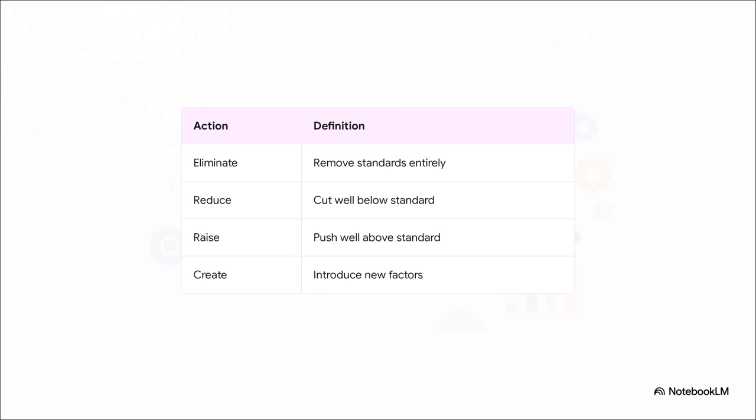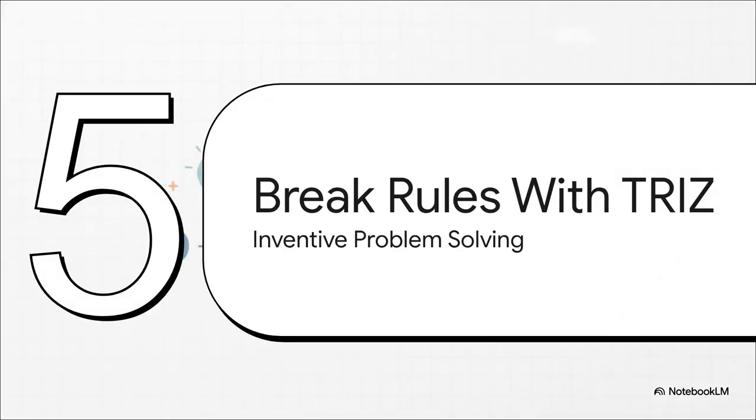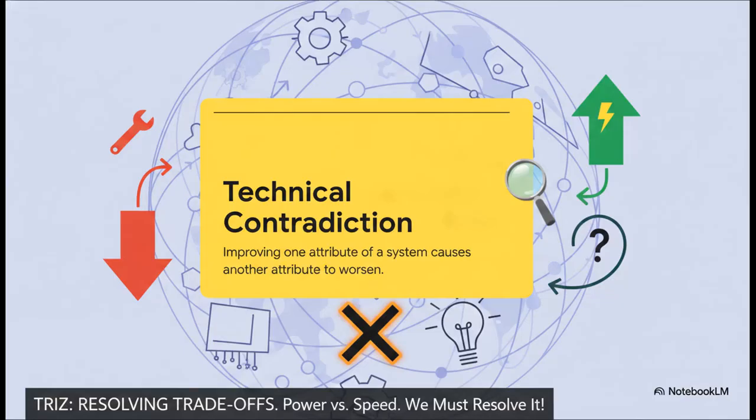To speed this process up, you can prompt an AI to instantly map out the standard ERRC grid of your competitors. It makes it so obvious where you can start eliminating and creating. Finally, part 5. Break rules with TRIZ. So you're trying to create this radically differentiated blue ocean product, right? Well, you are inevitably going to hit massive structural roadblocks.